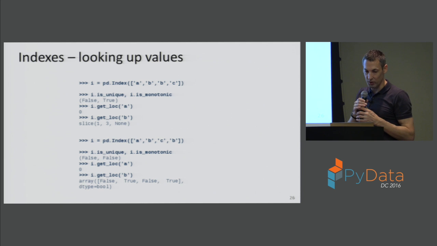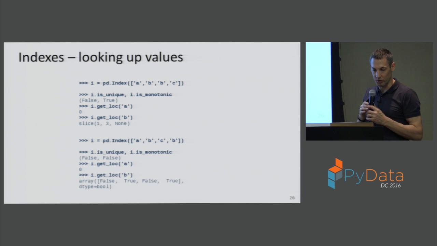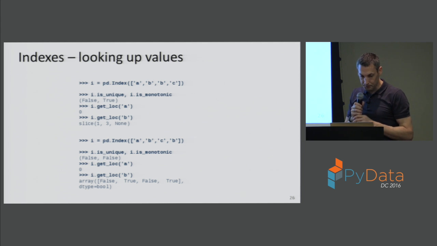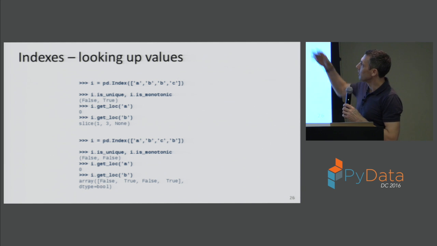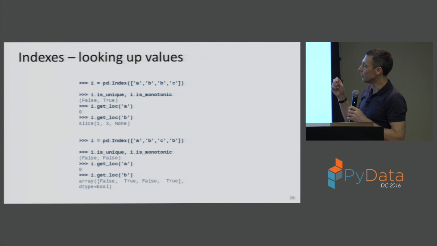So let's just look a little bit more into what indexes are and how Pandas treats them. Here is an example of an index that is not unique because it repeats a value, but it is monotonic because they're in order. And so if we use the index to find out what locations an element is at, for an A, there's just one of them, so we get a scalar 0 back. And if there are multiple locations for it, then we can get a slice.